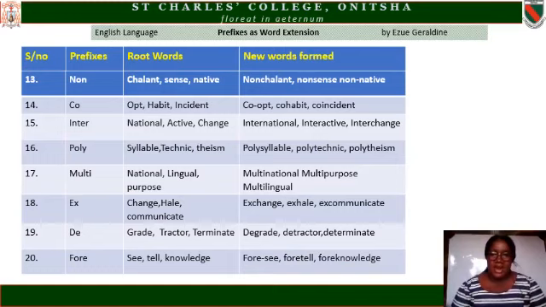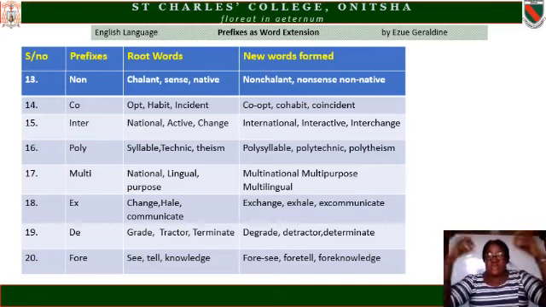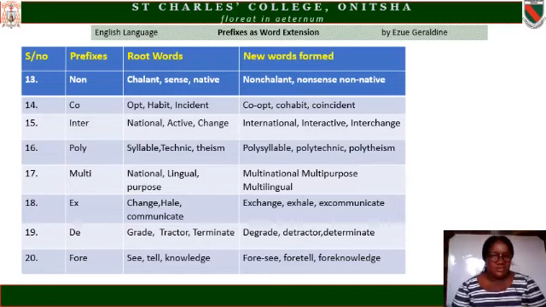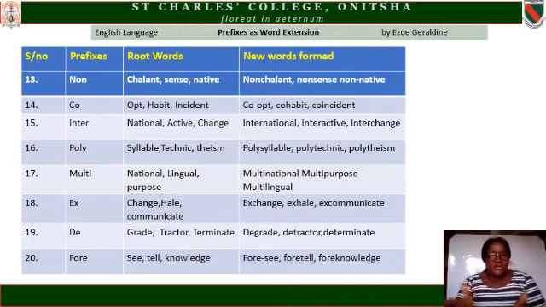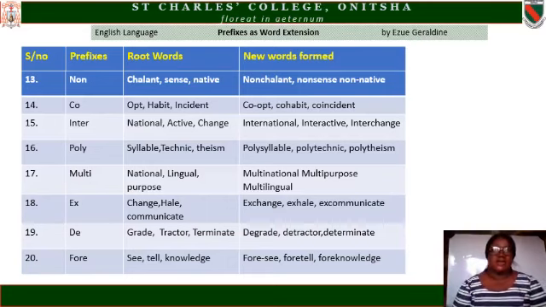And the last one we have here is fore, F-O-R-E. Fore could mean before. And now we have root words like see, tell, knowledge. And if we add the prefix to the root word, it gives us foresee, foretell, and foreknowledge. Foresee, to see something beforehand, foretell, to tell something before, foreknowledge, to have knowledge of something beforehand.